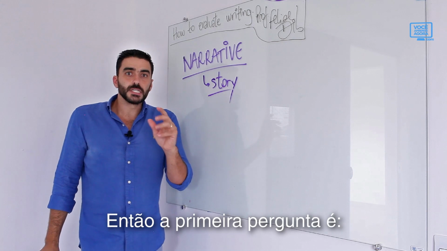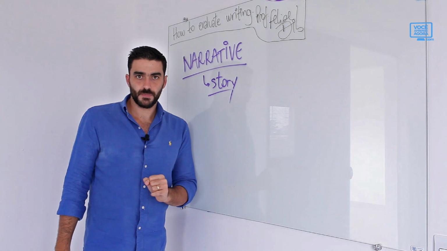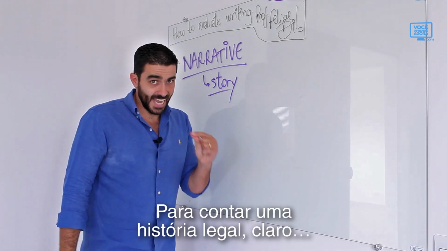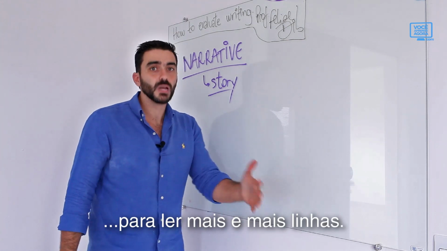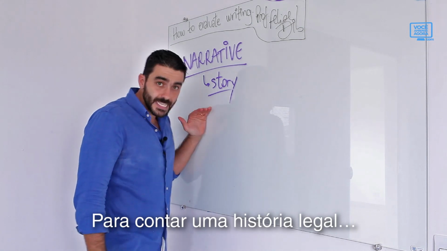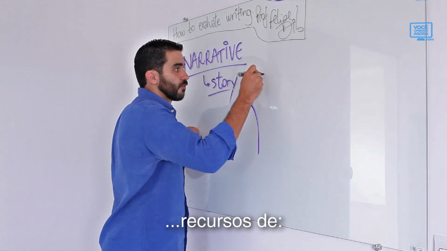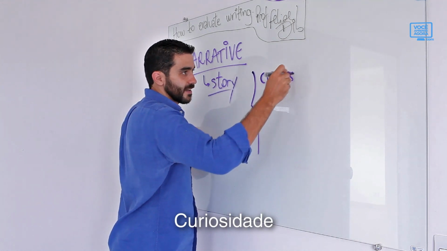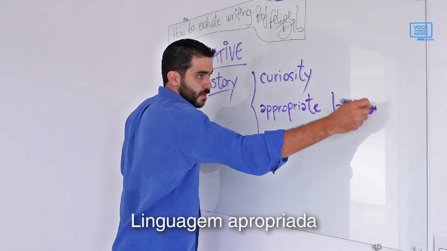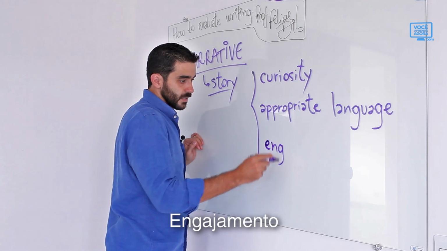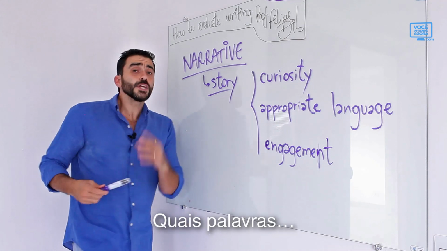So the first question is, how do I tell a story? To tell a nice story, of course, you want to engage the reader to read more and more lines. So to tell a nice story, I must use resources of curiosity, appropriate language, and engagement.